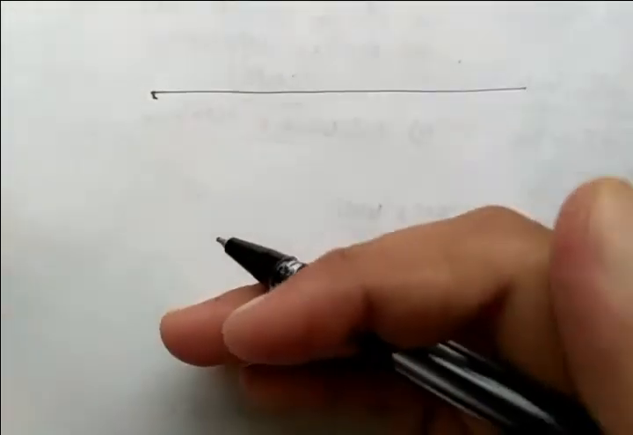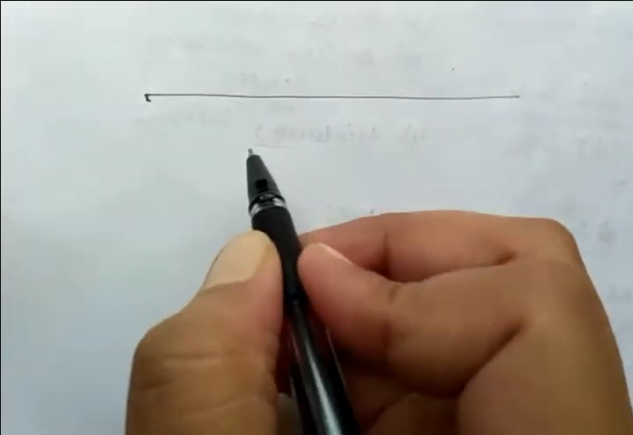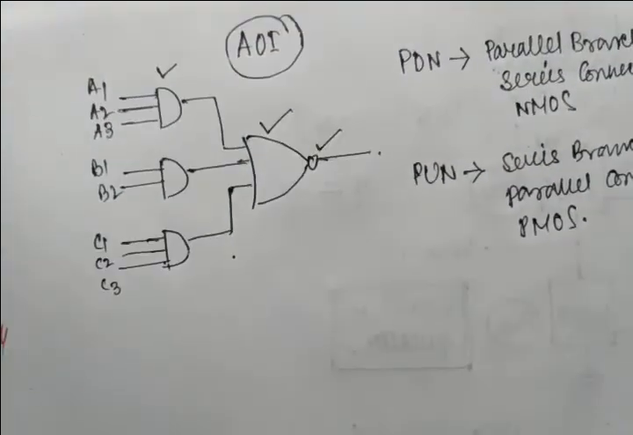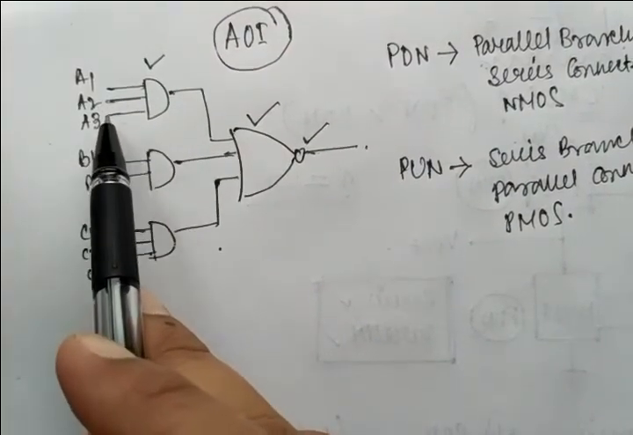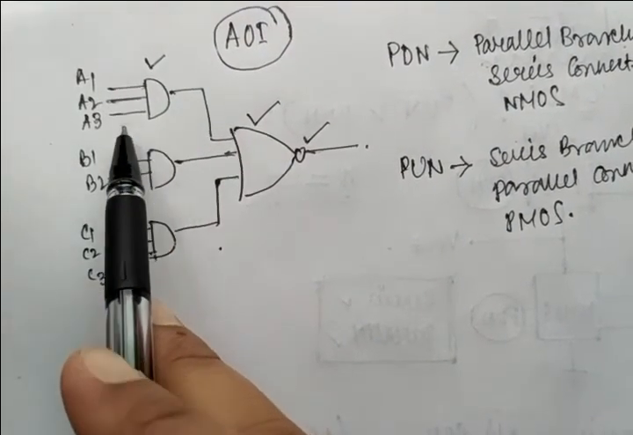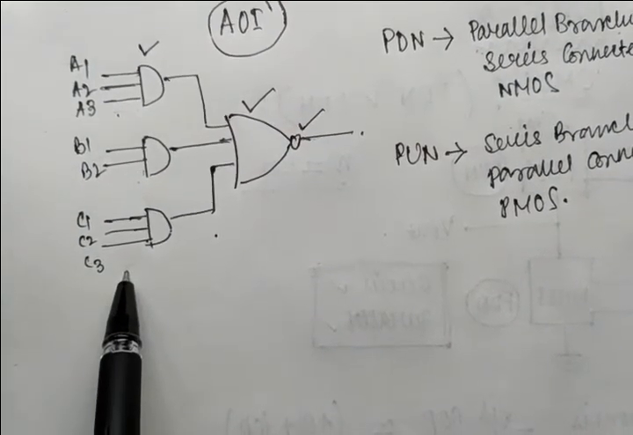This is the pull down portion, and later we will come to the pull up portion. Here it is pull down, and above it is pull up. First there are 3 branches. In the first branch, how many NMOS will be there? In the first one there are 3 inputs, so there will be 3 NMOS. For 2 inputs there will be 2 NMOS, and again for 3 inputs there will be 3 NMOS.